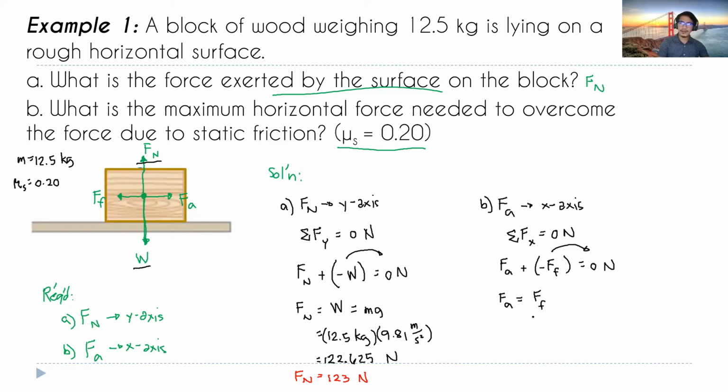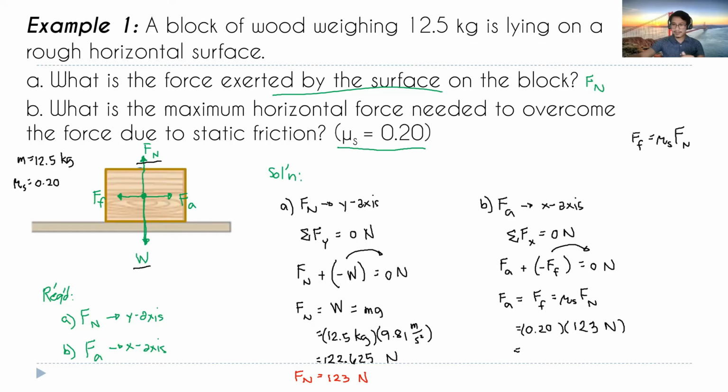What is our equation for Ff? Do you remember the equation for Ff? Ff is equal to mu S Fn, right? That's our example from last time. So this is just equal to mu S Fn. Let us substitute all the variables. What is our mu S? Our mu S is 0.20 times, what is our Fn? 123. It's up to you which value to use, but let's use 123 Newton, with three significant figures.